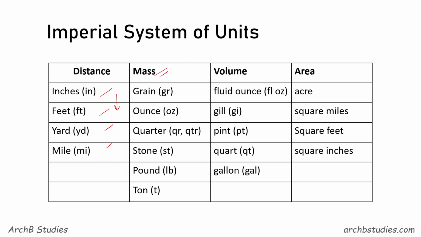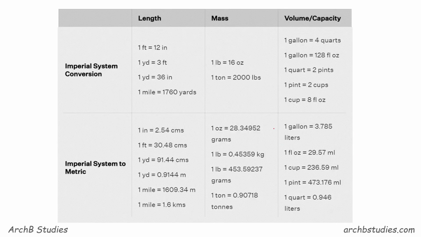Mass is measured in grains, ounce, quarter, stone, pound, and ton. This ton is different from that tonne. One is a metric ton, and this one is an imperial ton. Volume is measured in fluid ounce, gill, pint, quart, gallon, and area is measured in acres, square miles, square feet, square inches. So this is the conversion table which we use for imperial conversion and also for imperial to metric.